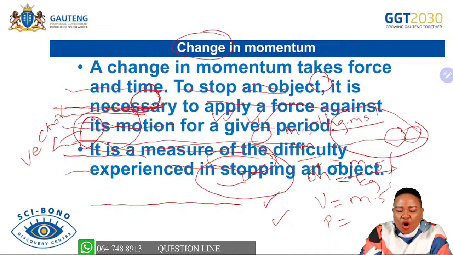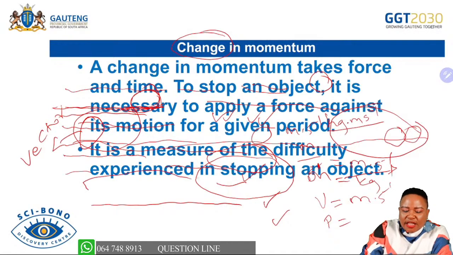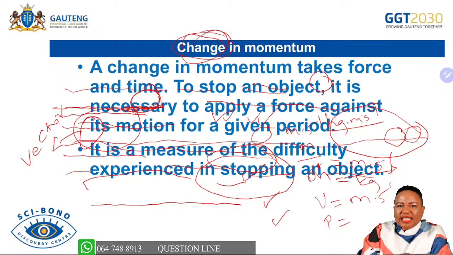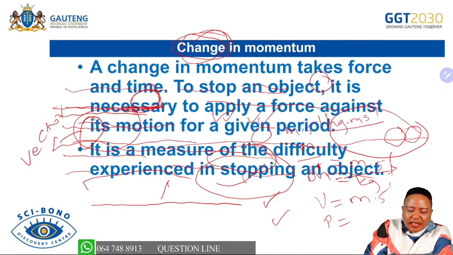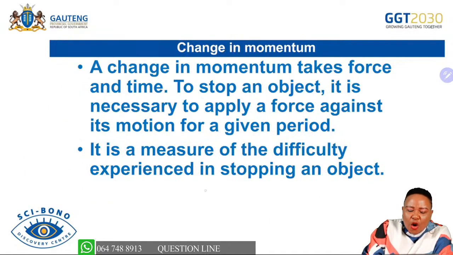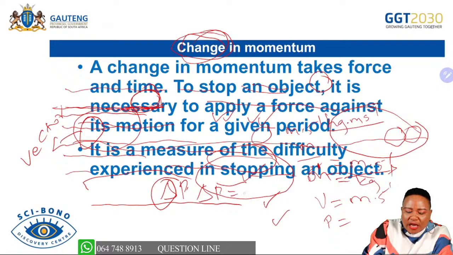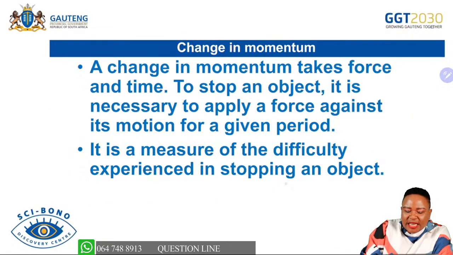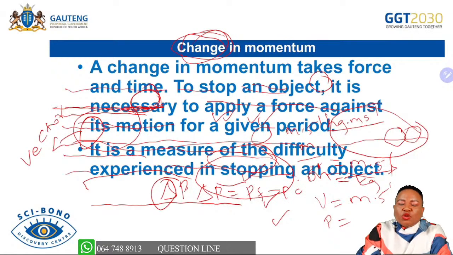So it is a measure of the difficulty experienced in the stopping of an object. So what is change? Remember, change is when you have delta P. So this delta P means change. What does change mean? It means on the change in momentum, we will have final momentum subtracting initial momentum. So when the final momentum subtracts the initial momentum, we will definitely have the change in momentum.